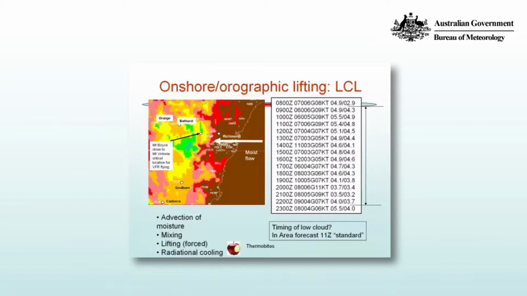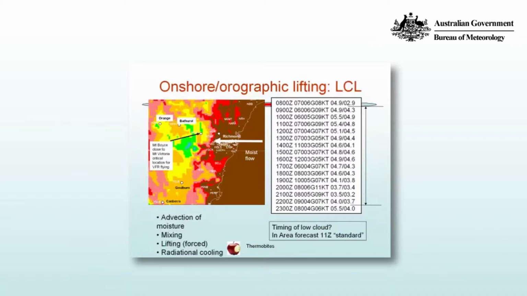Low cloud forms at Mount Victoria when there's a moist easterly airflow, and so we have the advection of moisture. And then mixing in the vertical thickens the cloud, and also mixing with environmental air can lead to saturation, as discussed before. Lifting, as the air rises over the ranges and moves from east to west, can force cooling. And then finally, stratus is more of a concern at night because of the extra radiational cooling that's going on.